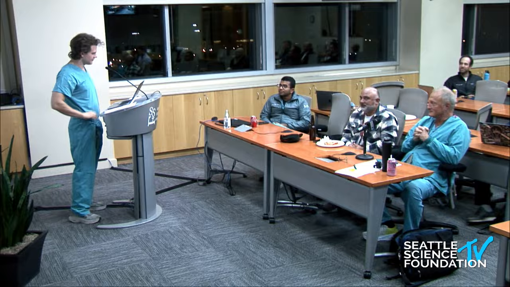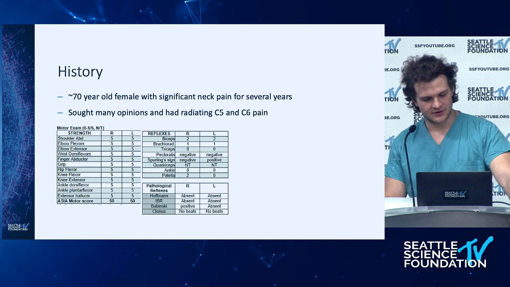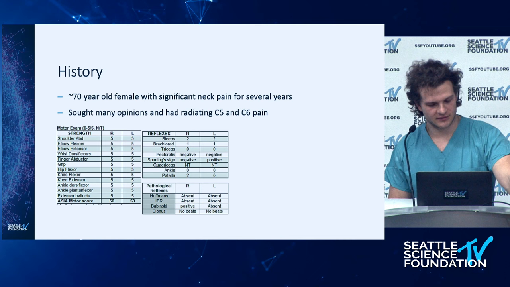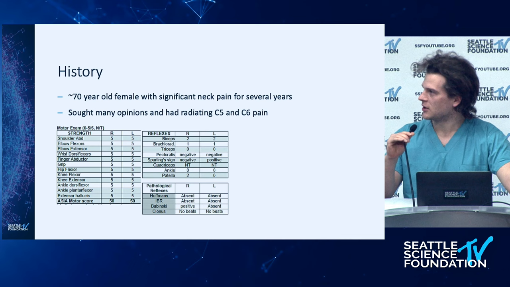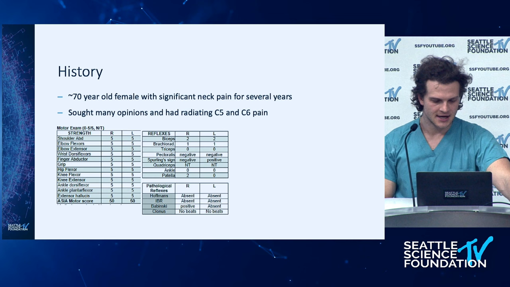So the first one is a 70-year-old female who had significant neck pain for several years. She'd been previously treated for low back pain by us. And she sought many opinions for what turned out to be radiating C5 and C6 pattern pain. She had no focal deficits. She did have a positive Babinski's on the right, but no other pathologic reflexes were noted. A little bit of more ambiguous history about this patient is that she was highly anxious, a very high functioning individual in society, very high socioeconomic class, and very anxious.